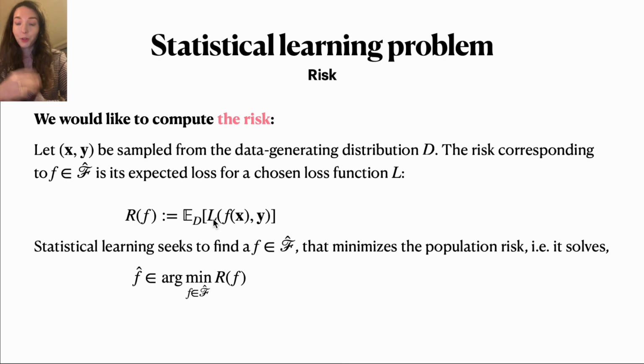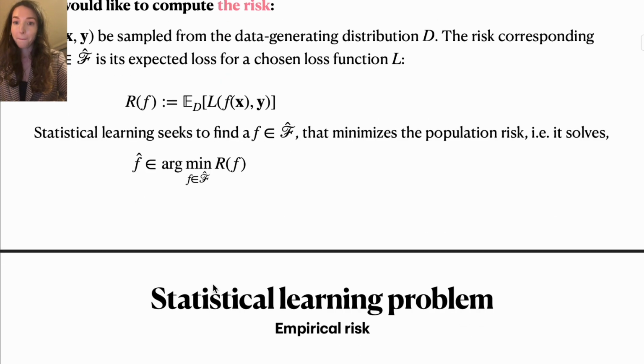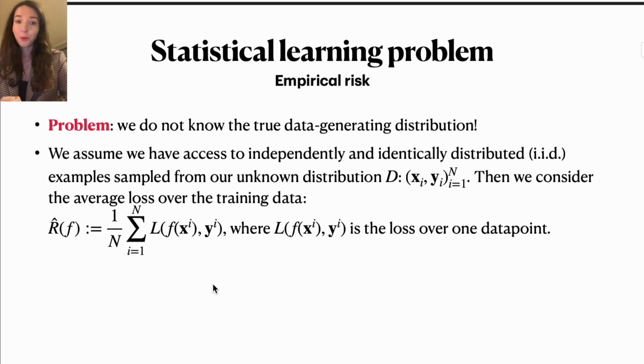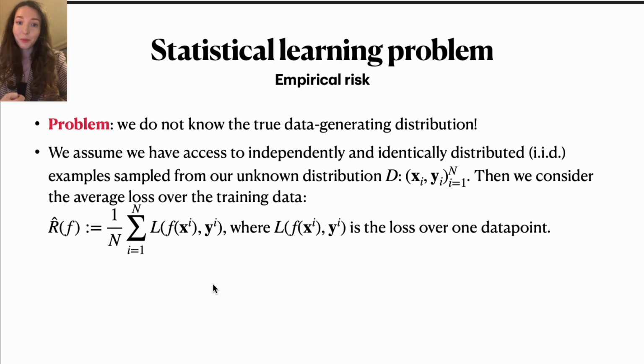Statistical learning theory, or learning in general, then seeks to find some f in our function class F hat that minimizes what we call the population risk. So it's the arg min of R of f. What's the problem with this formulation? As I said, we don't actually have access to the true data generating distribution. And typically we only have access to samples from this data generating distribution.